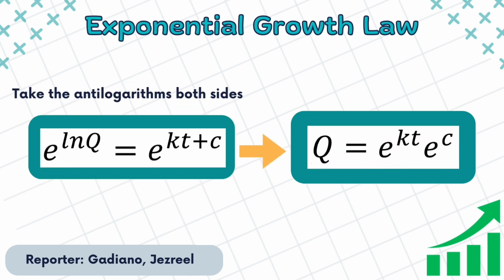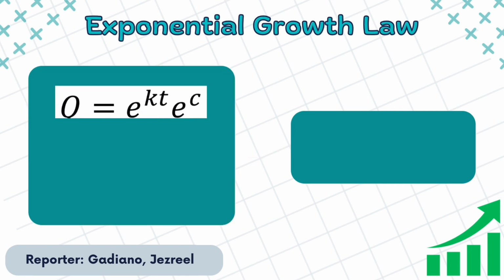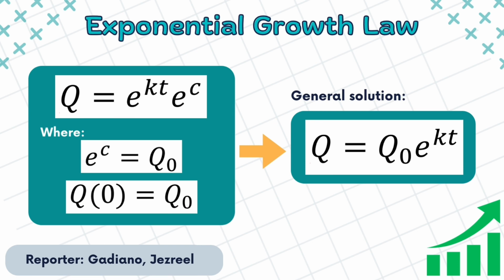Next, simplify by taking the anti-logarithms both sides or i-base e both sides para makancel lang yung ln. So now we have q is equal to e raised to kt times e raised to c. Based sa libro, itong e raised to c is equal to the initial quantity. And q of 0 or the quantity when t is 0 is the same as q sub 0. Palitan lang natin yung e raised to c ng q sub 0. Now, our general solution is q equals q sub 0 times e raised to kt.